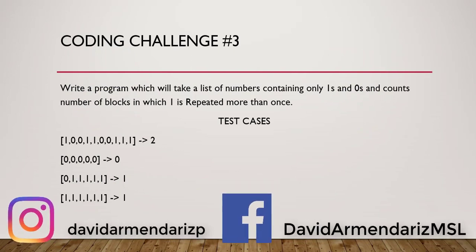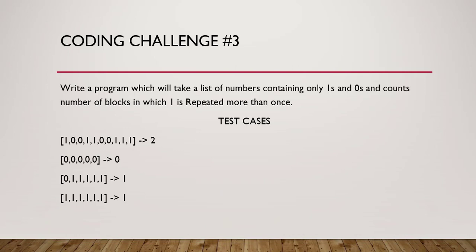It tells us: write a program which will take a list of numbers containing only ones and zeros and count the number of blocks in which one is repeated more than once. So here we have a few test cases. For example, in the first one we have 1, 0, 0, 1, 1.